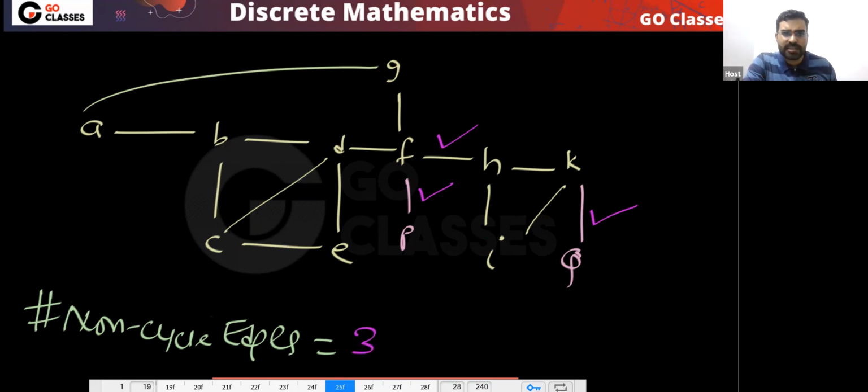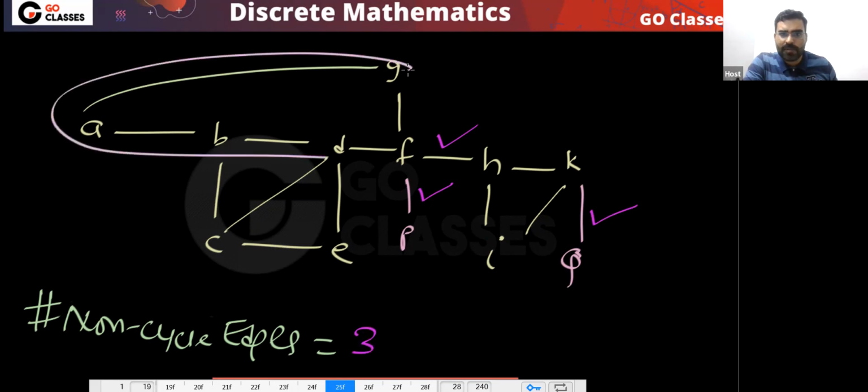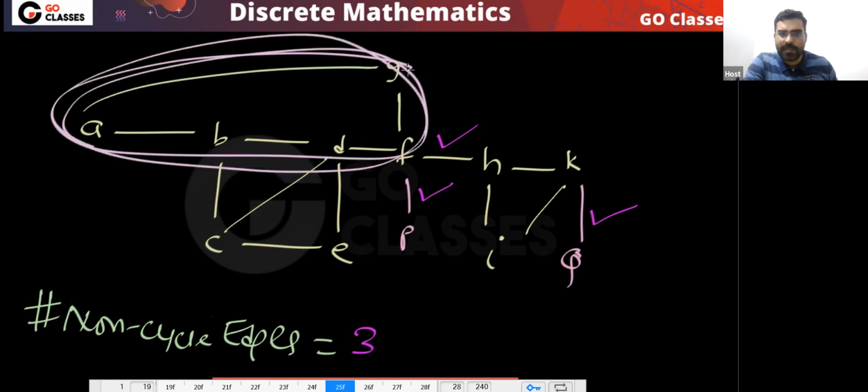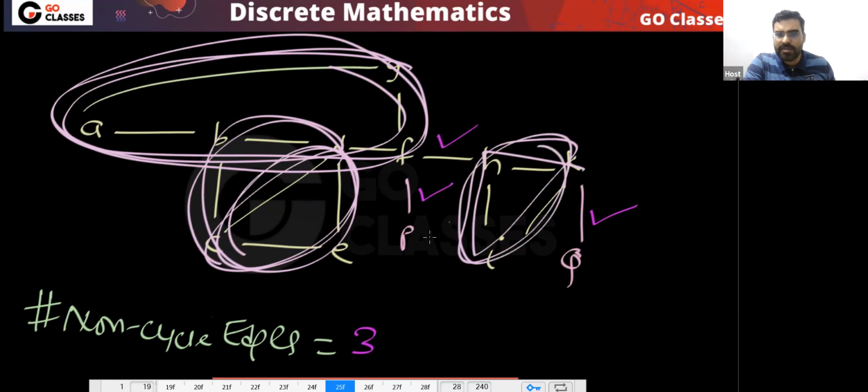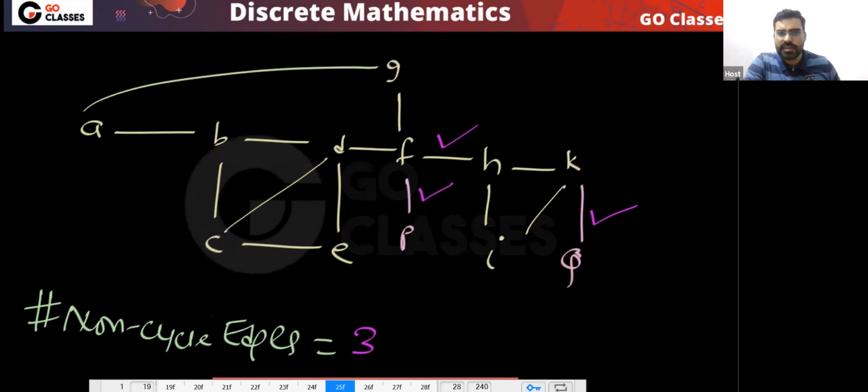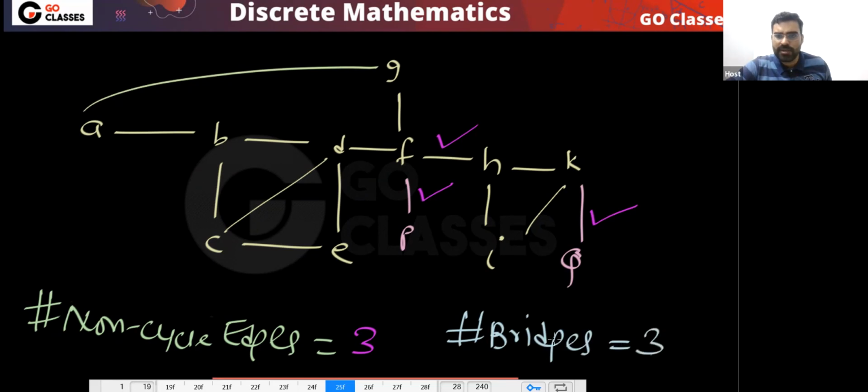Only 3 non-cycle edges we have, because remember, these edges are part of this cycle, and these edges are part of this cycle. This edge is part of this cycle, and this edge is part of this cycle. So how many are remaining? Only 3 edges are remaining. Okay, is this clear? So in this graph, tell me, what is the number of bridges? There are 3 bridges only.